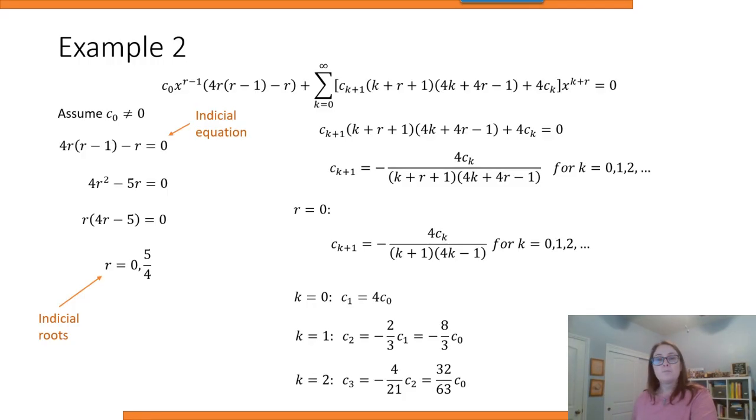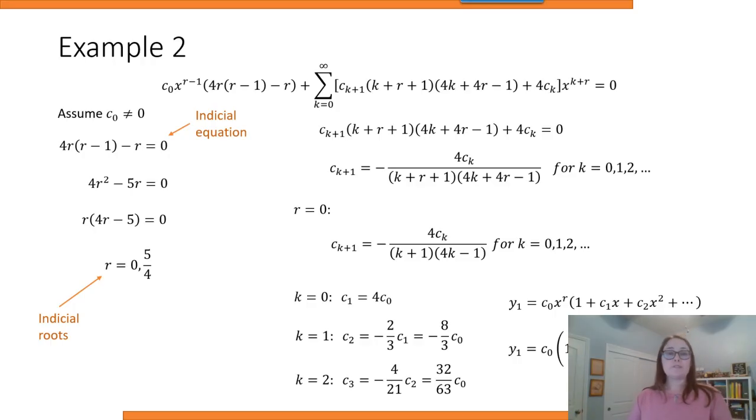solution. Putting together the final solution from this particular indicial root is going to be y1 equals c naught times x to the r. So I'm factoring that part out, and then all times my power series, so 1 plus c1x plus c2x squared and so on. So using the coefficients I just found, my first solution, y1 equals c naught times 1 plus 4x minus 8/3 x squared plus 32 over 63 x cubed and so on.